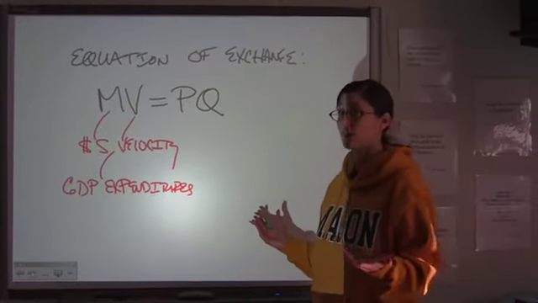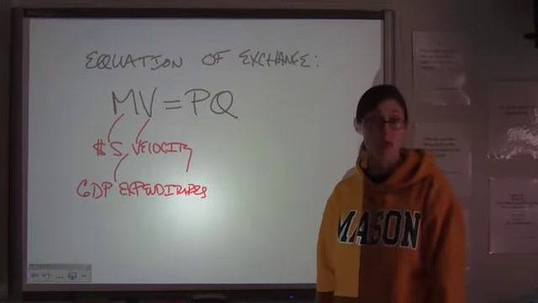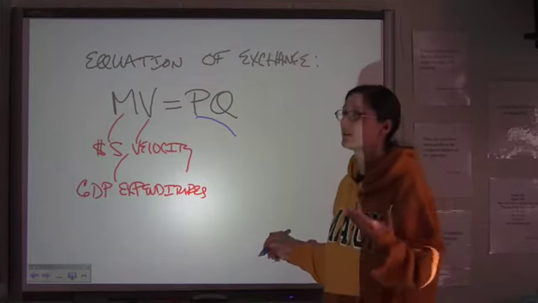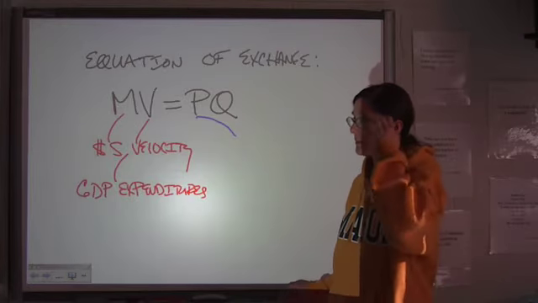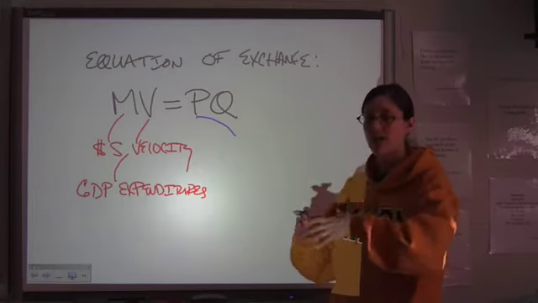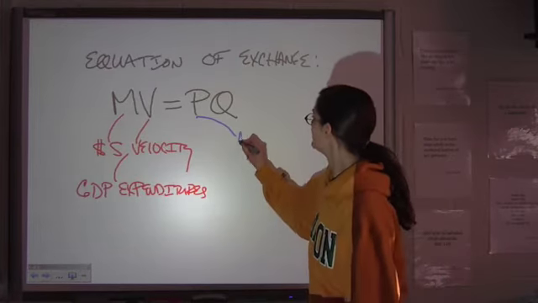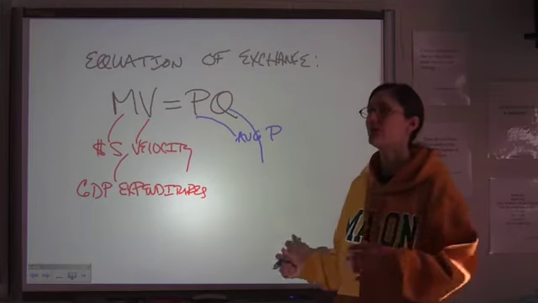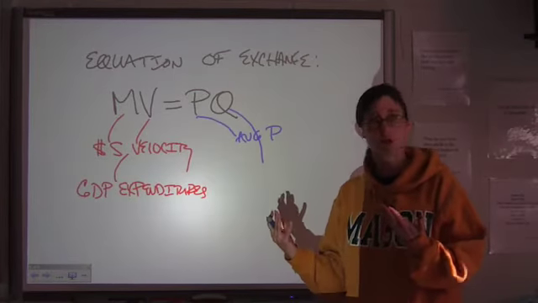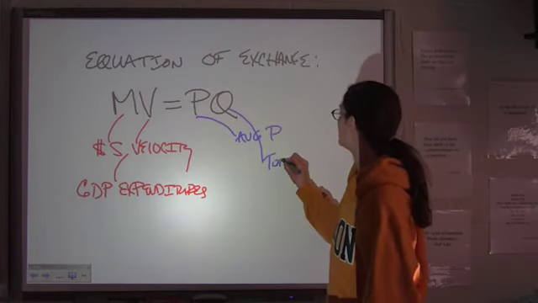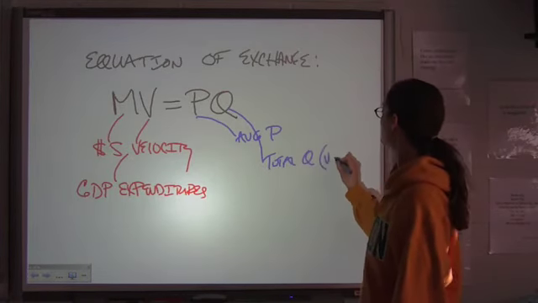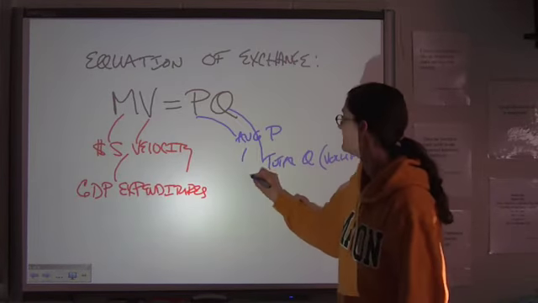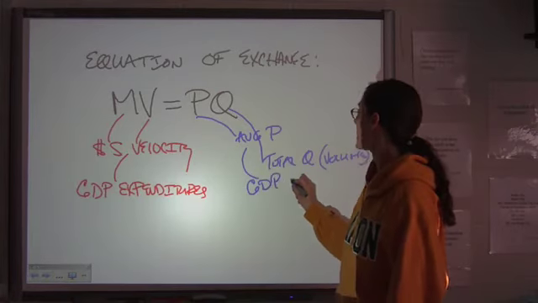For the right side of the equation, PQ looks like price and quantity. That's exactly what it is. So for price, you can think of it in terms of price level, but a better way to look at it is like the average price of goods. Quantity is the volume of goods that's actually being bought and sold. And that's going to tie into our GDP income approach.